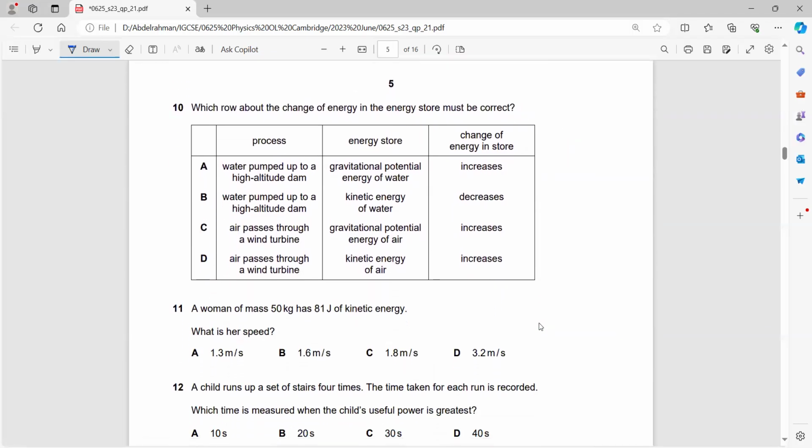Which row about the change of energy in the energy store must be correct? Process: water pumped up to high altitude. The energy stored when the water is pumped upwards is gravitational potential energy, which is correct. And the change in energy stored increases. So this is actually the correct answer. Why? Because as you move the water upwards, the gravitational potential energy increases, and this energy is stored inside the water.